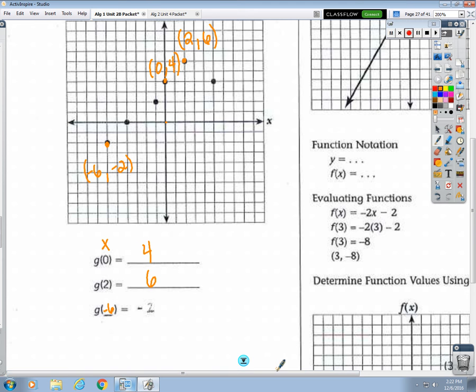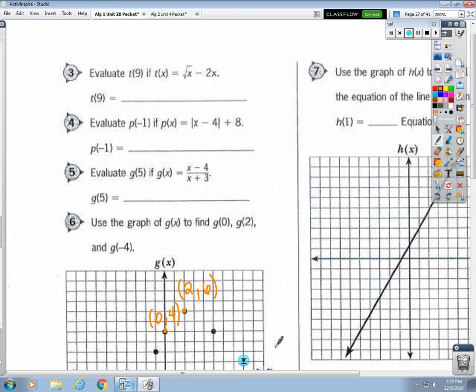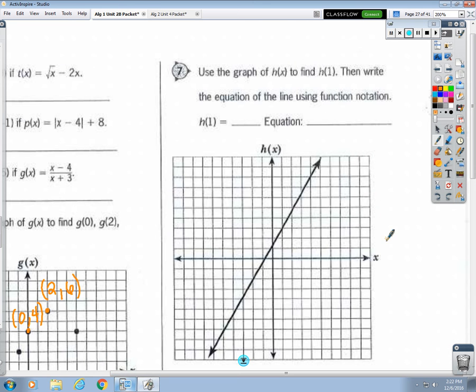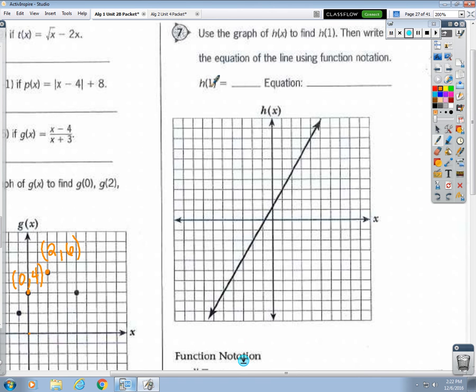Now move up to the top right of this page. Use the graph of h of x to find h of 1, then write the equation of the line using function notation. So h of 1. That 1 is sitting in the place of what letter? X. So on the x-axis, if I go to positive 1, to get to the line, don't I have to move up 1, 2, 3? So h of 1 equals 3.